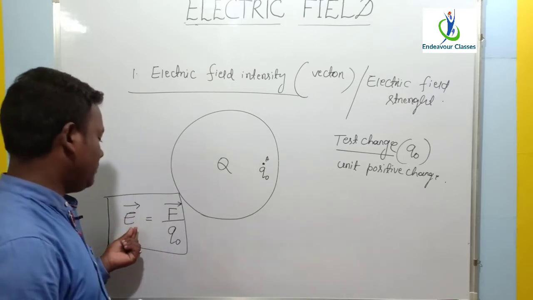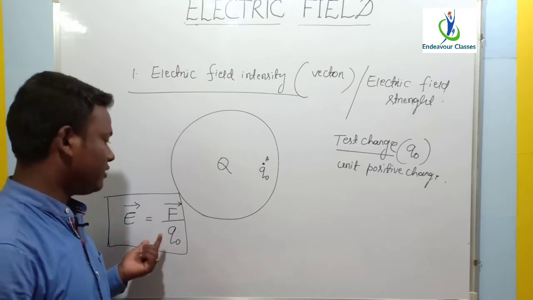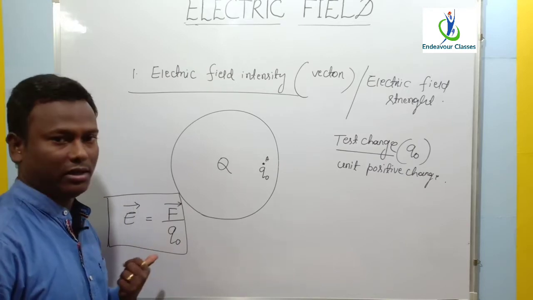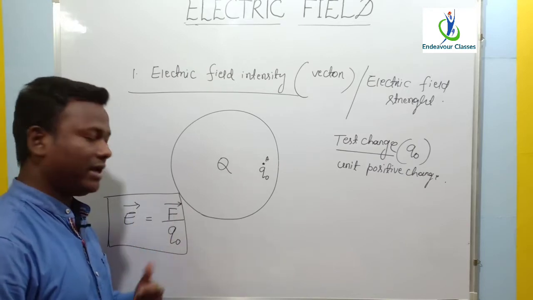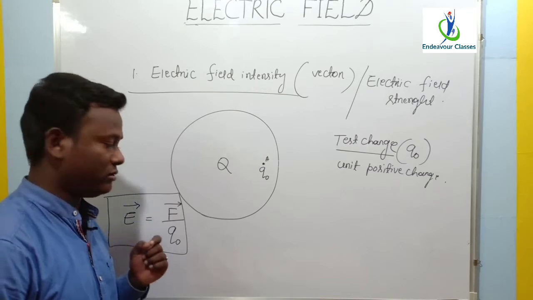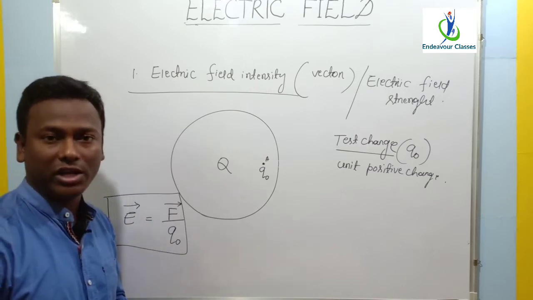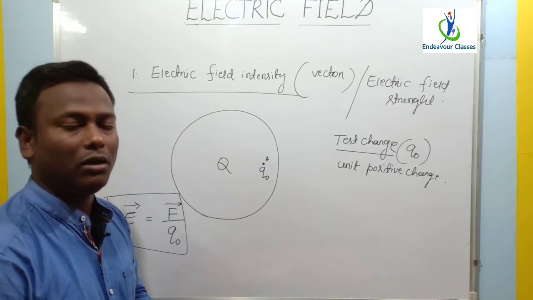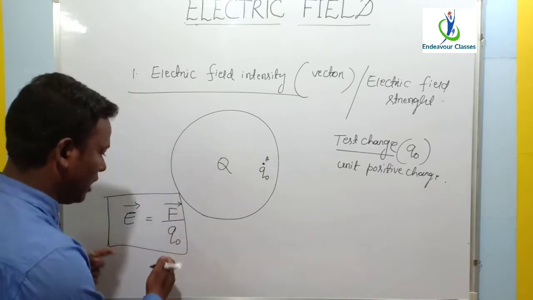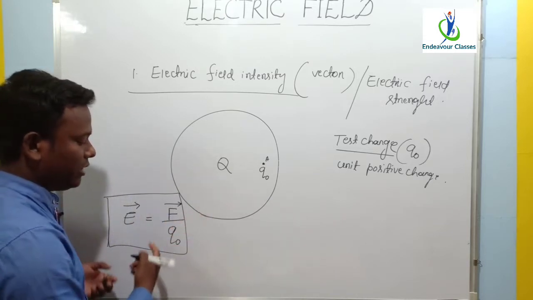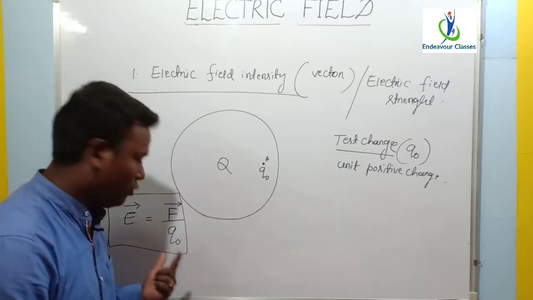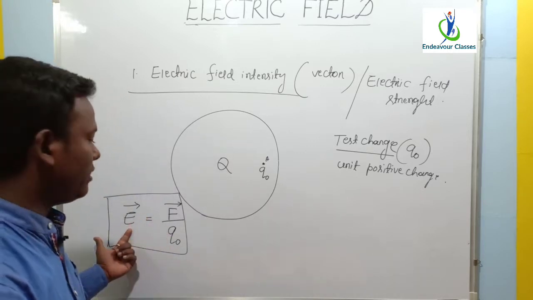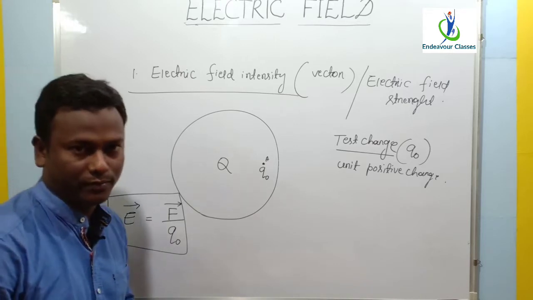And the direction of this electric field: as electric field is a vector quantity, remember, its magnitude is given by F by Q naught, and it must also have a direction. The direction of electric field intensity will be along the direction of the force, because in this formula the force is a vector quantity and charge is a scalar quantity. So the direction of the electric field intensity is decided along the direction of the force.